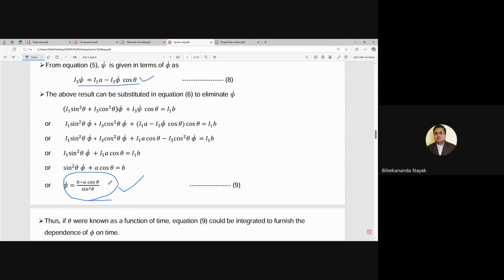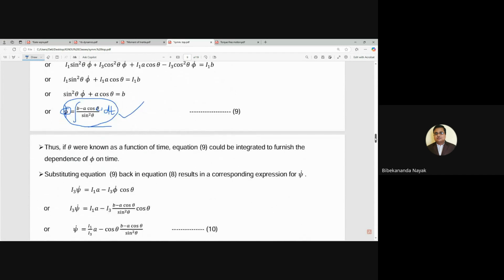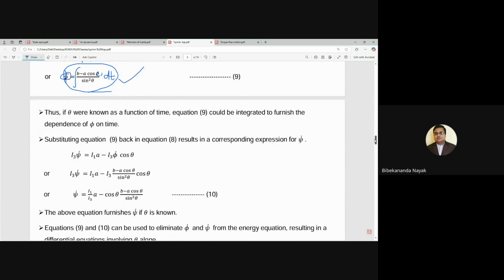Phi will be the integration of this. But for that, a and b are constants, and we have to know the variation of theta with time. If theta is a function of time, then you can get this. Similarly, from that equation we found psi dot is equal to this. If theta is known, you can also find psi dot.